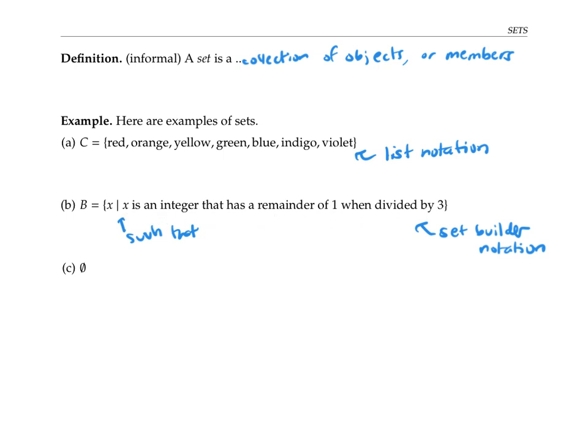Another example of a set is the empty set, also called the null set. The empty set doesn't have anything inside it. That's why it's called empty. Sometimes the empty set is also written just with curly braces with nothing inside.